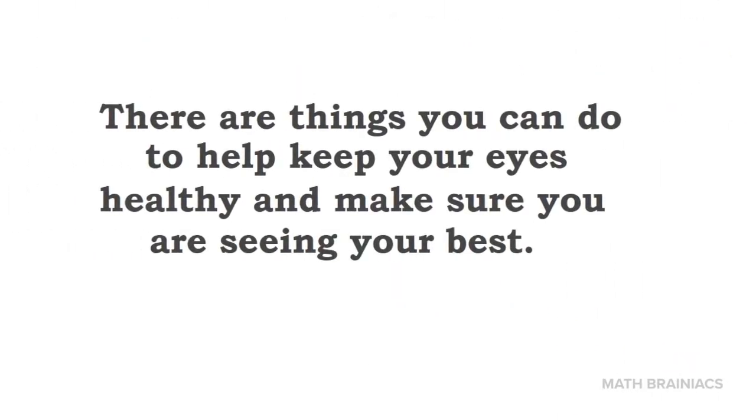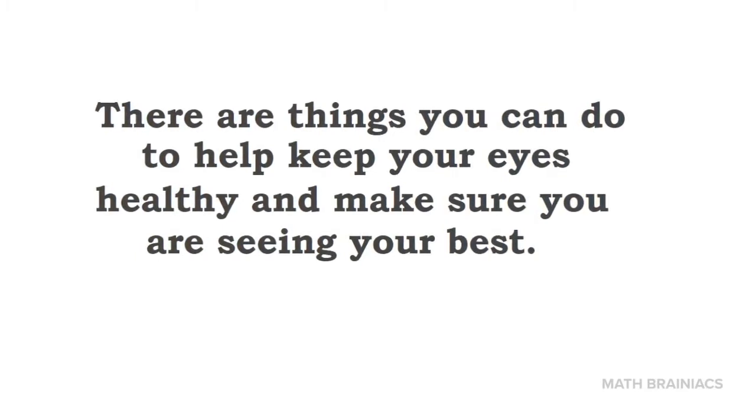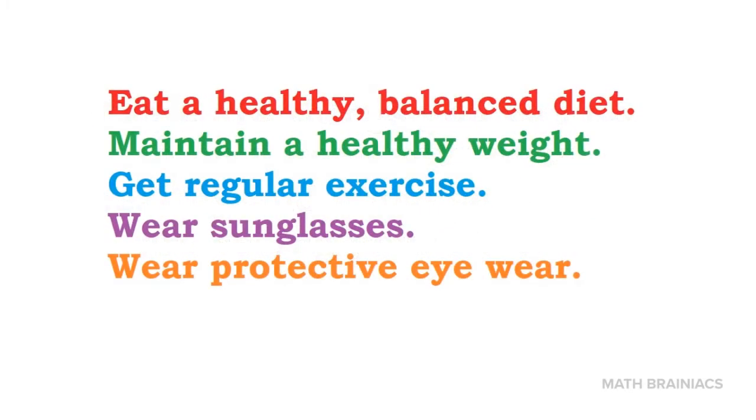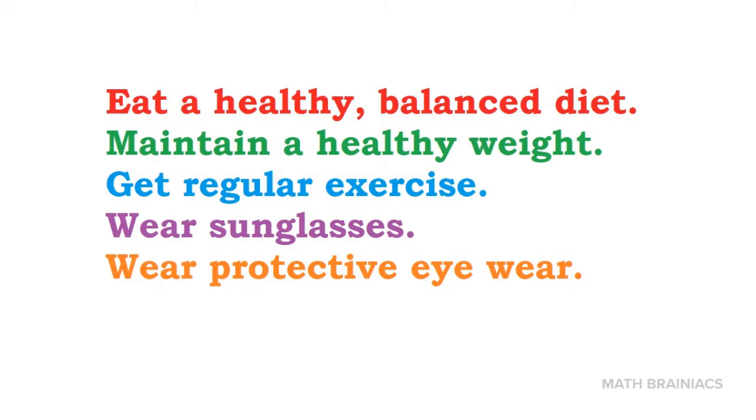Let us move back to the discussion on how to keep our eyes healthy. There are a lot of things you can do to help keep our eyes healthy and make sure you are seeing your best. We should eat a healthy and balanced diet. Our diet should include plenty of fruits and vegetables, especially deep yellow and green leafy vegetables. Eating fish high in omega-3 fatty acids such as salmon, tuna, and halibut can also help our eyes.